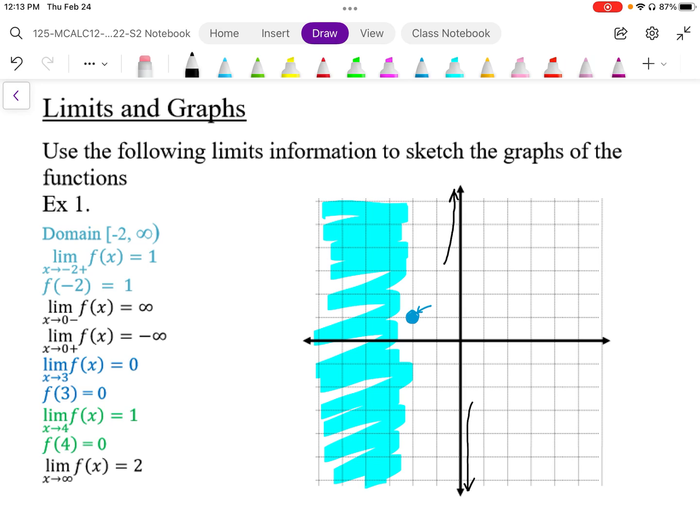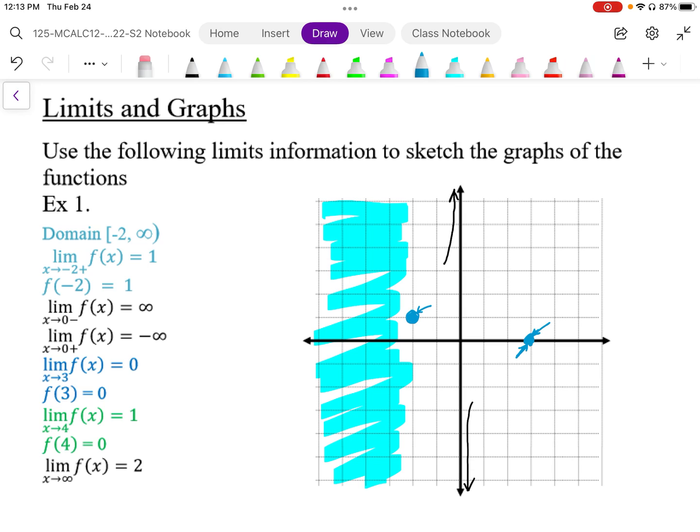At x equals 3, as x approaches 3, it looks like we're going to approach 0. So it looks like it's approaching 0 from both sides. And in fact, f of 3 is defined at 0 as well.